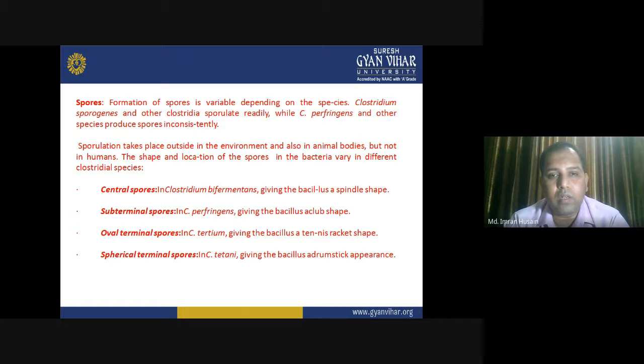The shape and location of spores in the bacteria vary in different Clostridial species, like central spores in Clostridium bifermentans, giving the bacillus a spindle shape. Subterminal spores in Clostridium perfringens, giving the bacillus an oval shape. Oval terminal spores in Clostridium tertium, giving the bacillus a tennis racket shape. Spherical terminal spores in Clostridium tetani, giving the bacillus a drumstick appearance.